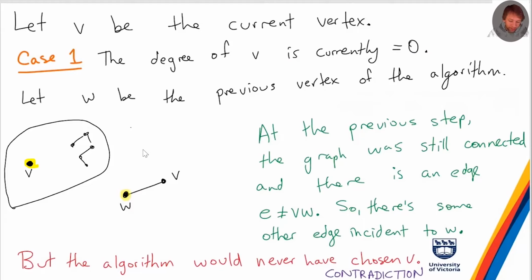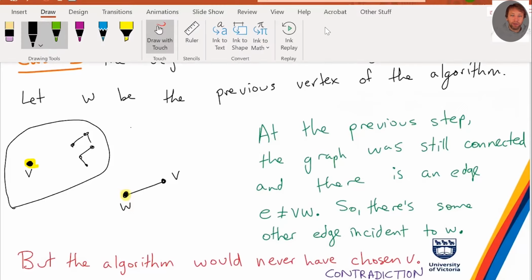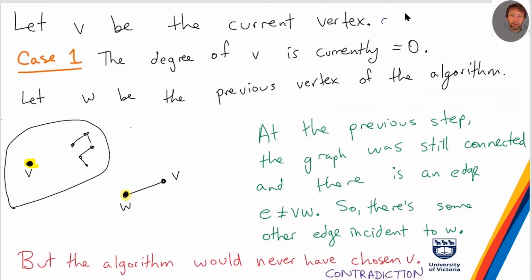We can look at the first time the algorithm fails. So actually, let me make this a bit clearer. Let V be the current vertex at the first step where the algorithm fails. If I go back to the previous step, then the algorithm hadn't failed yet, and so the graph must still be connected. So there must be some other neighbor of W.